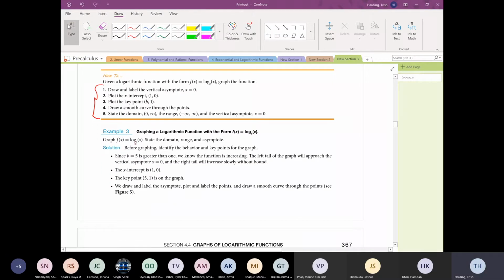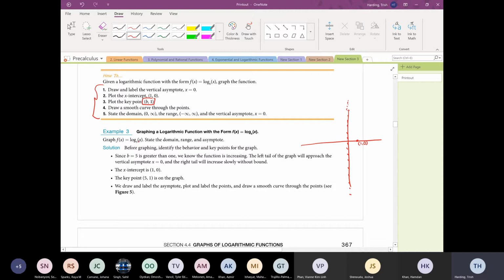So for here, log base 5 of x. The first thing we're going to do is, of course, we understand that we've got a vertical asymptote here. And then for number 2, we're going to plot the point (1, 0), which will be right here. And then we are going to plot the point (b, 1).